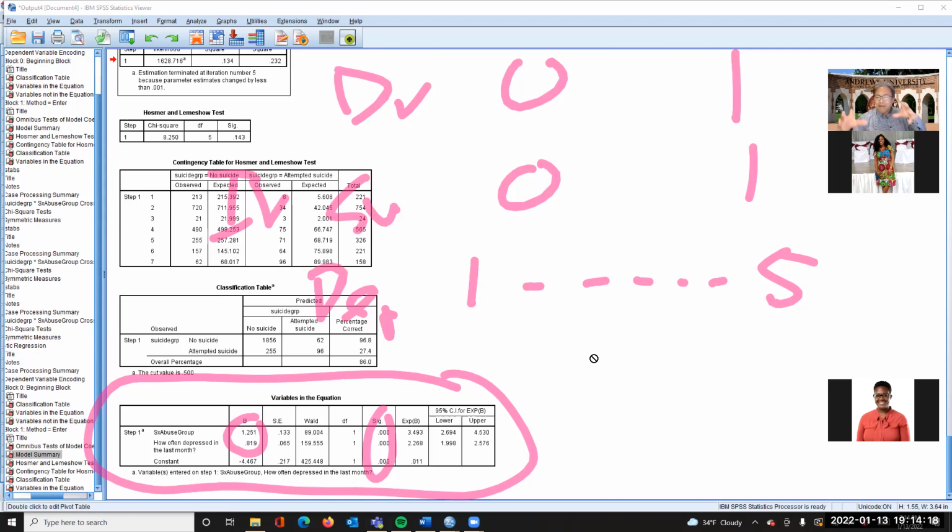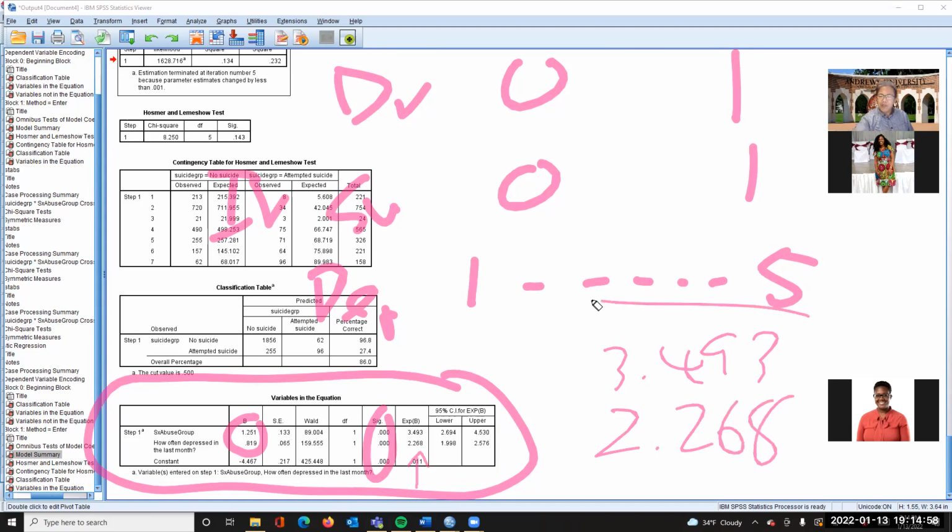So we now have two types of predictors. One is categorical, one is continuous. So we got this odds ratio that we need to interpret right here. Now the odds ratio for sexual abuse is 3.493, and for depression it is 2.268. So what do these mean?